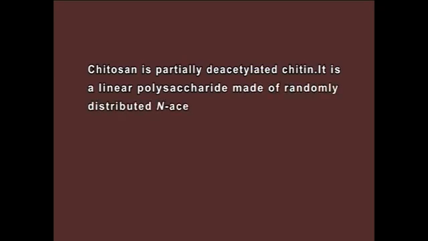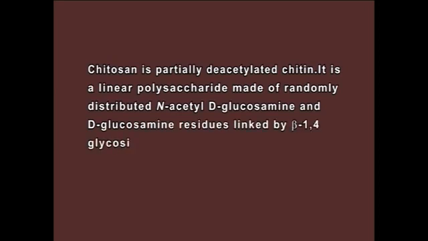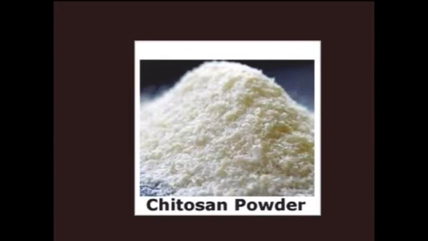Let us now look at chitosan. Chitosan is partially deacetylated chitin. It is a linear polysaccharide made of randomly distributed N-acetyl D-glucosamine and D-glucosamine residues linked by beta-1,4 glycosidic bonds. Chitosan is prepared by treating chitin, usually chitin from shells of shrimps and other crustaceans, with alkaline solutions such as concentrated sodium hydroxide. Chitosan may be obtained in powder form as can be seen in the figure.